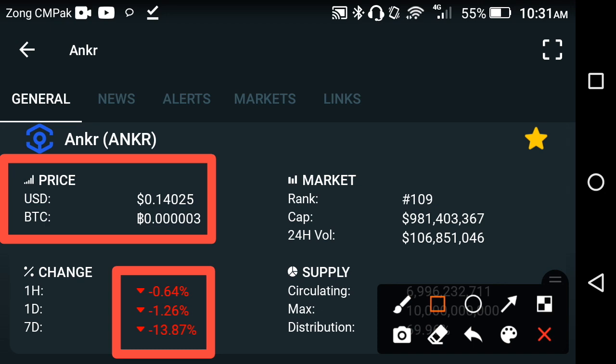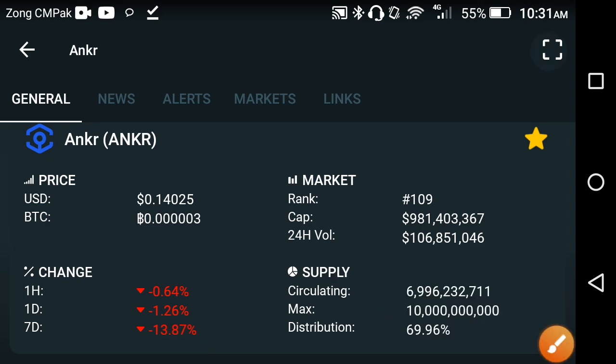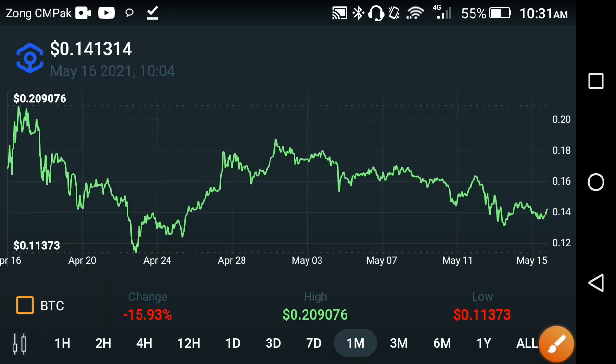And what's the reason behind it, and when will they start pumping again, friends? Keep watching for more details. Let's see, my friends, the price chart of the Ankr coin for more details.